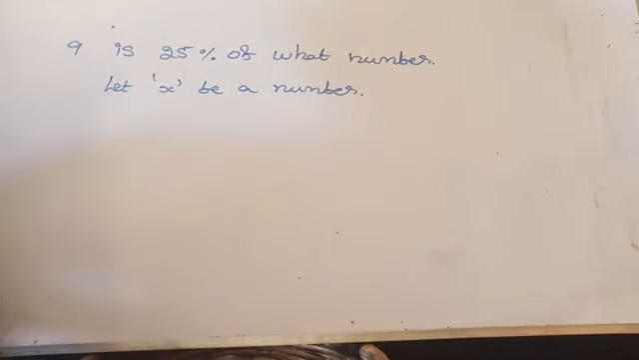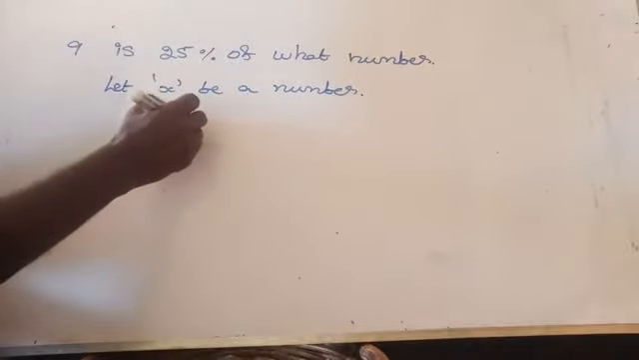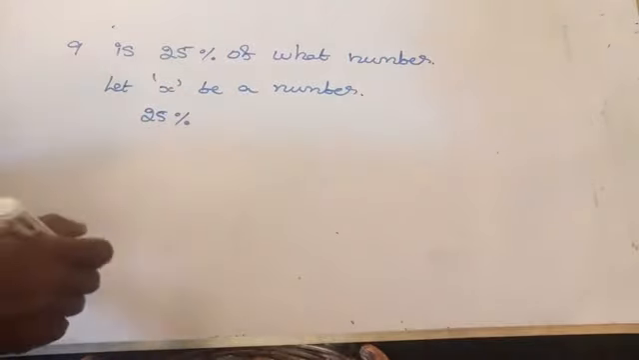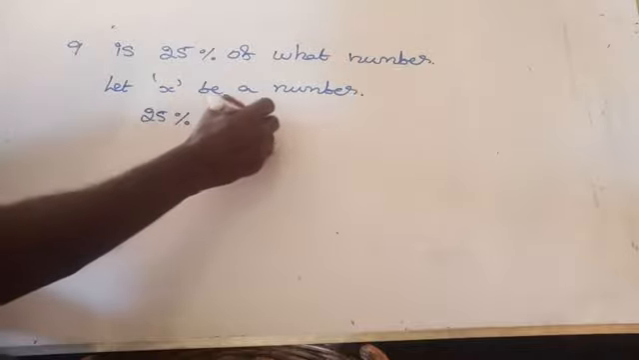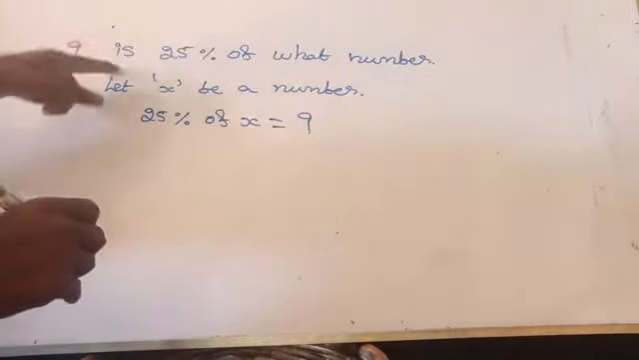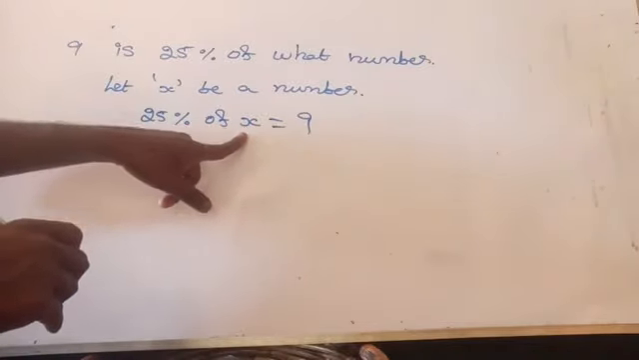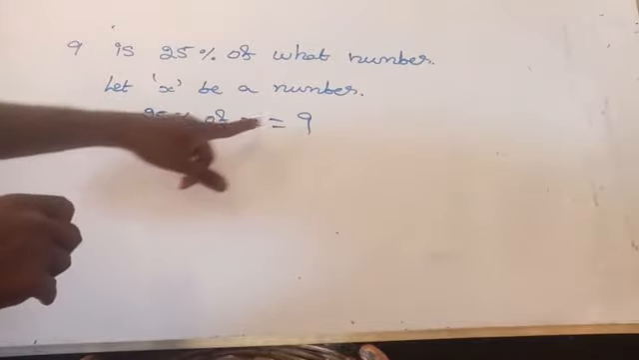So according to the question, 25% of that number. That number, we took it as x. So 25% of x is equal to how much? 9. That is, 25% of that number is 9. It is given. We don't know that number, let it be x. So 25 percentage of x is equal to 9.